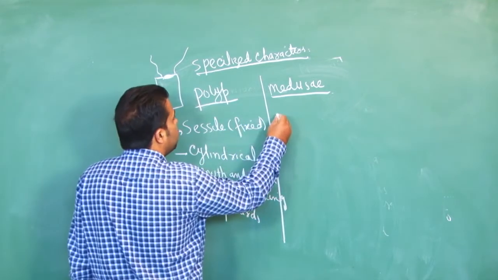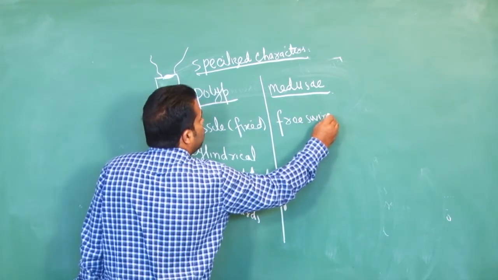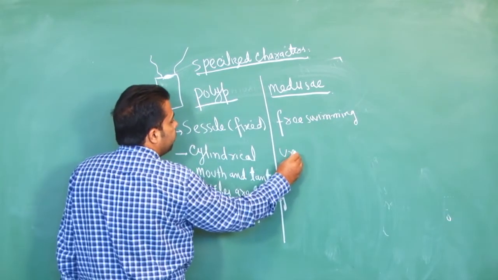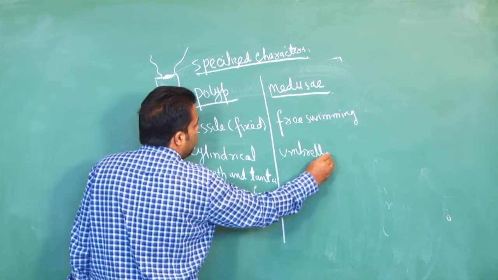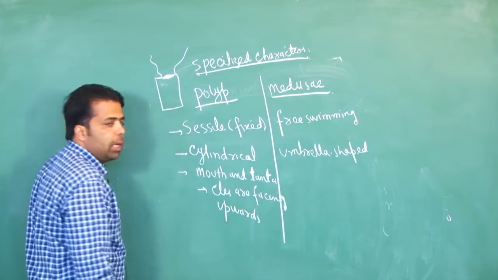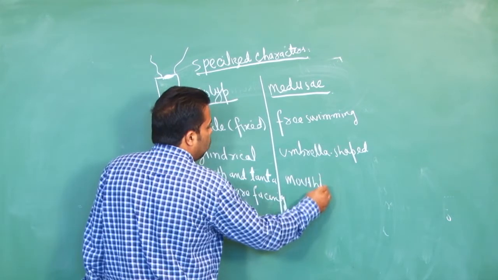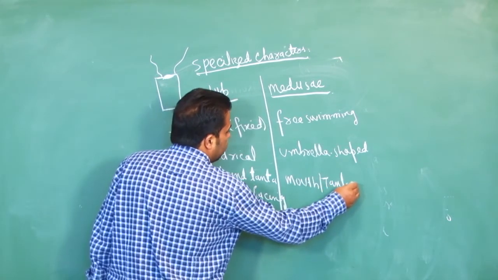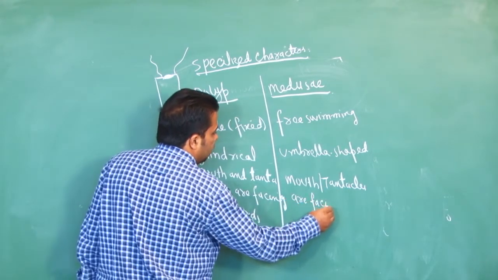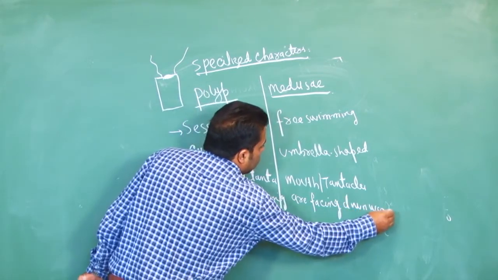What is medusa? It's free swimming. It swims freely. It's not fixed. It's umbrella shaped. What's the shape of medusa? It's umbrella shaped. Its mouth and tentacles are facing downward.